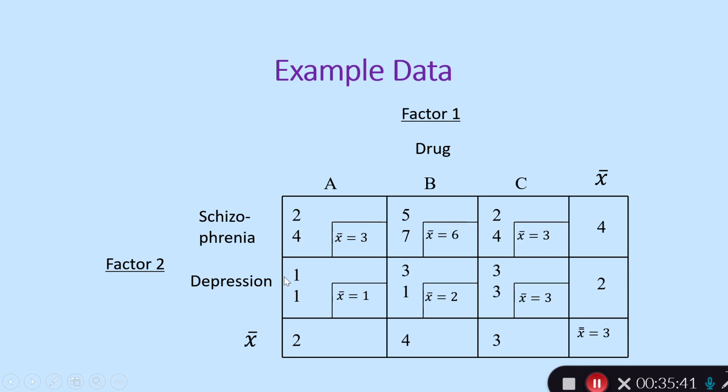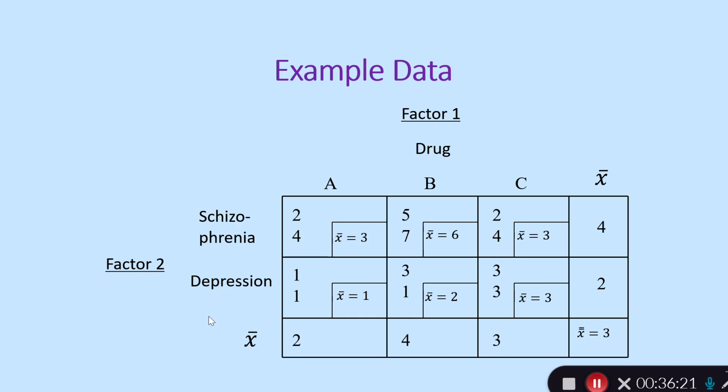For depressed people who took drug A, the first participant scored 1, the second scored 1. And the scores for the DV relate to a mean improvement for a given drug treatment. Two people with schizophrenia were given drug A. The first showed a mean improvement score of 2, the second a mean improvement score of 4. Two people with schizophrenia were given drug B. The first showed a mean improvement score of 5, the second a mean improvement score of 7, etc.